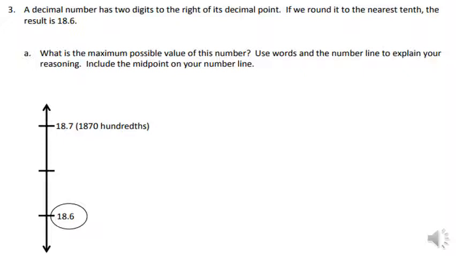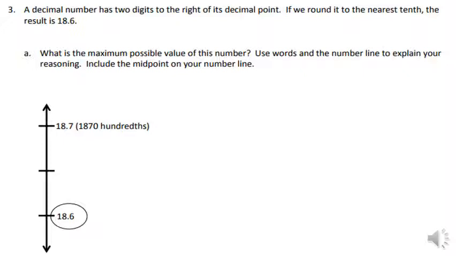Okay, on this question, it says a decimal number has 2 digits to the right of its decimal point. That means it's going all the way out to the hundredths position. If we round it to the nearest tenth, the result is 18 and 6 tenths. So it wants to know what is the maximum possible value of this number.